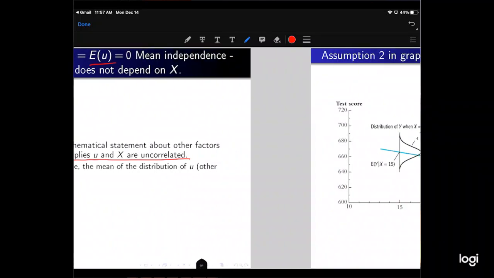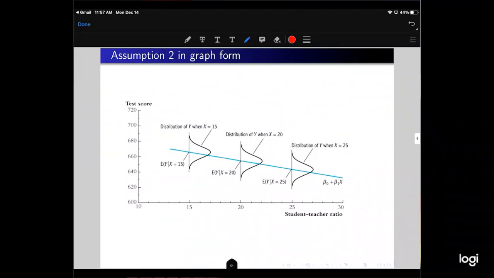So let's look at this in a graph. What we're talking about here is this distribution is the same regardless of what x value we're talking about. The distribution of u does not depend on x.